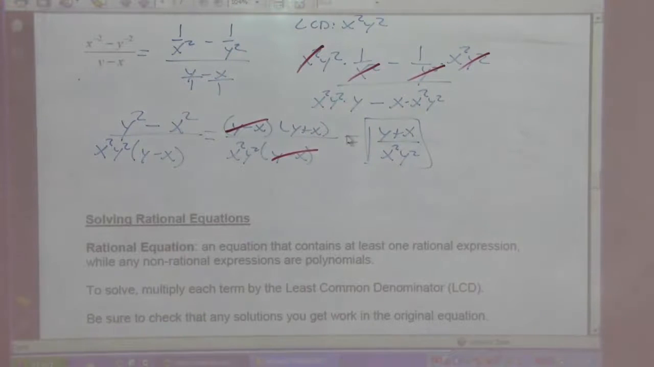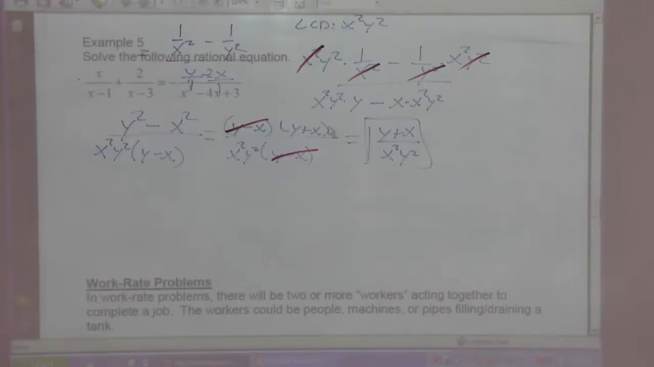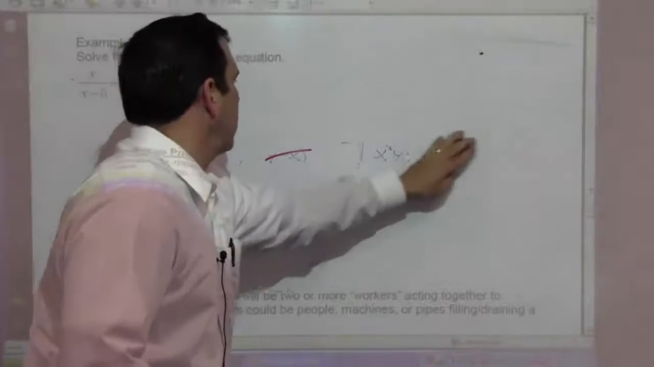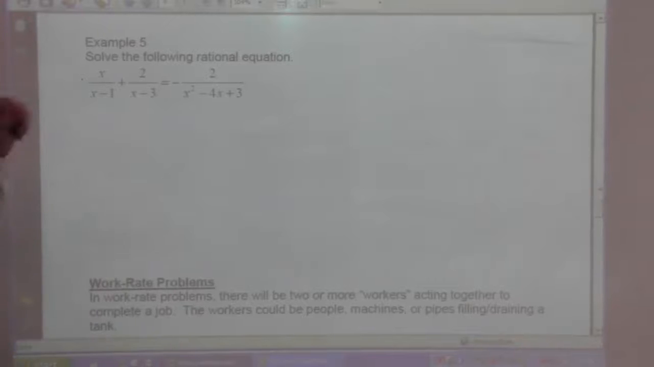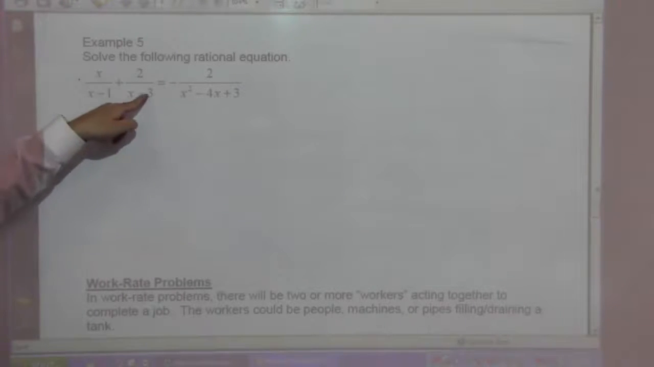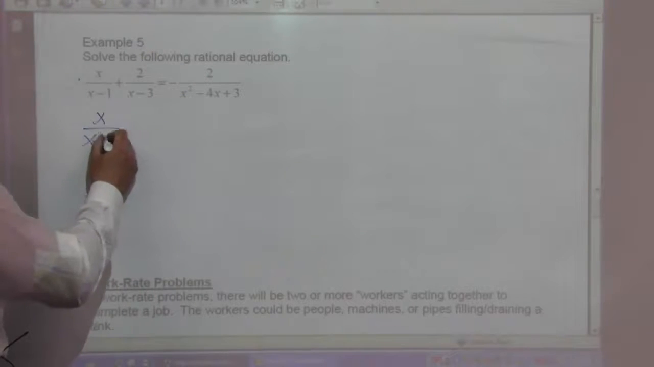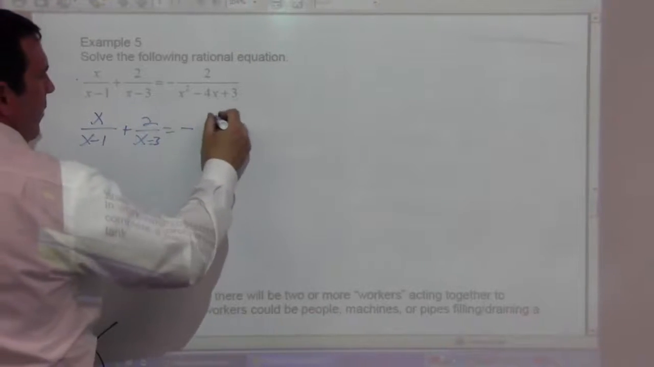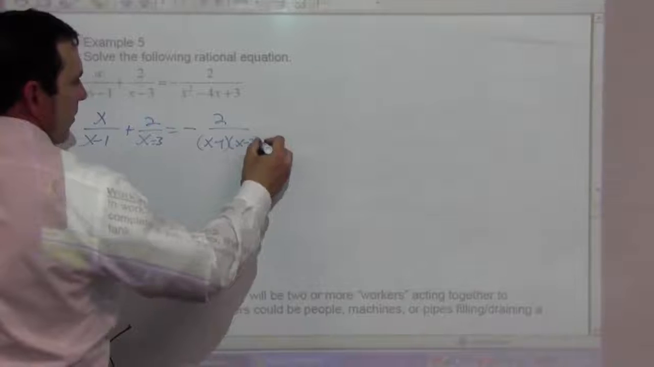Okay, so going on to the next page. Solve the following rational equation. x over x minus 1 plus 2 over x minus 3 is negative 2 over x squared minus 4x plus 3. So x over x minus 1 plus 2 over x minus 3 is going to be negative 2 over, now this factors to be just x minus 1 times x minus 3.